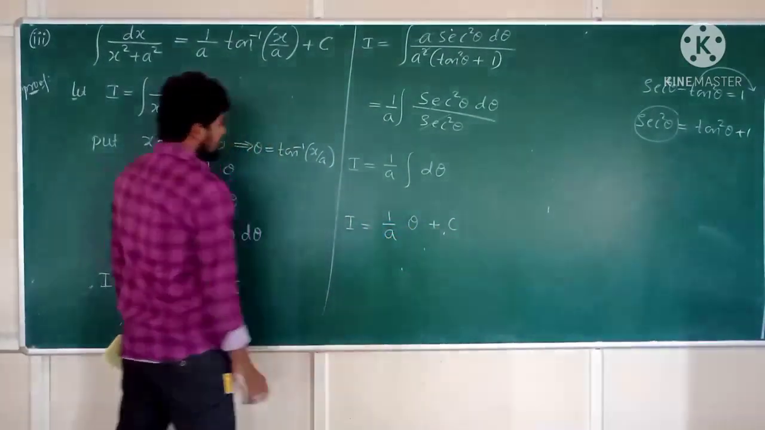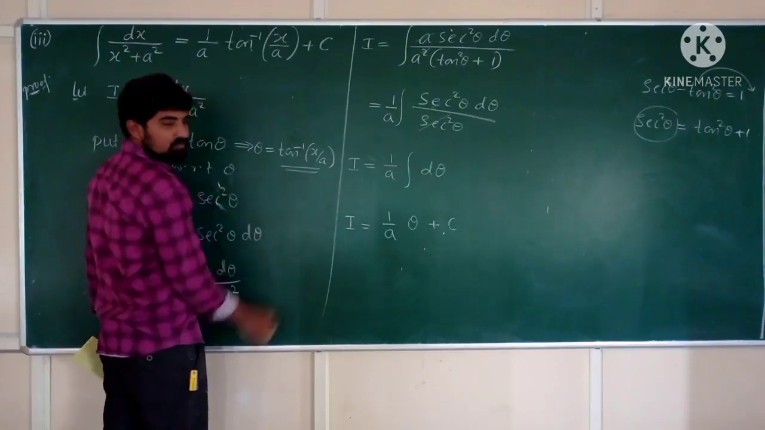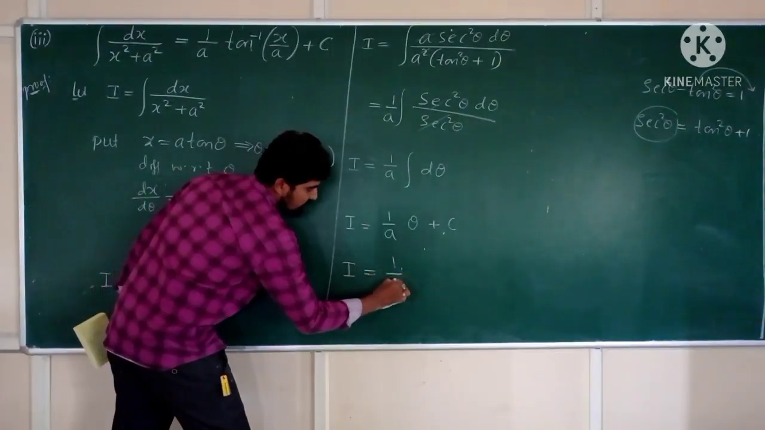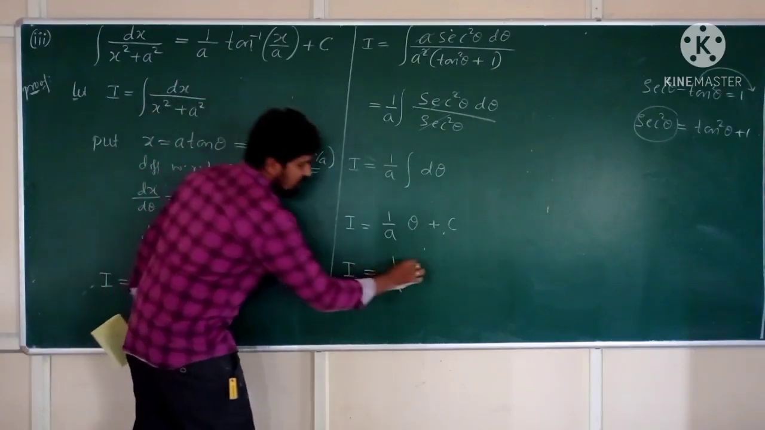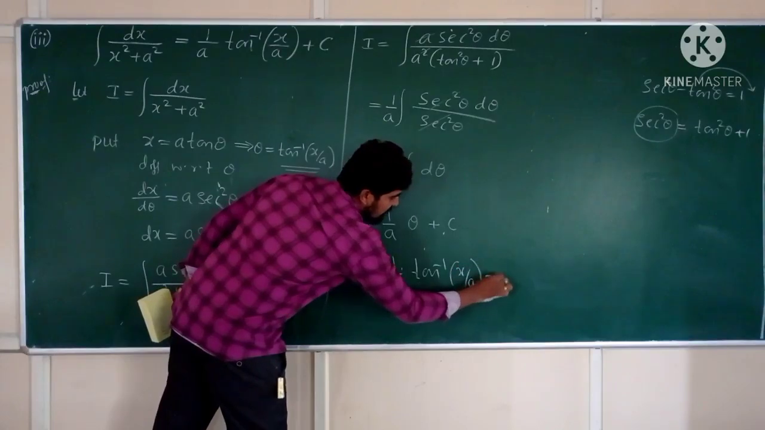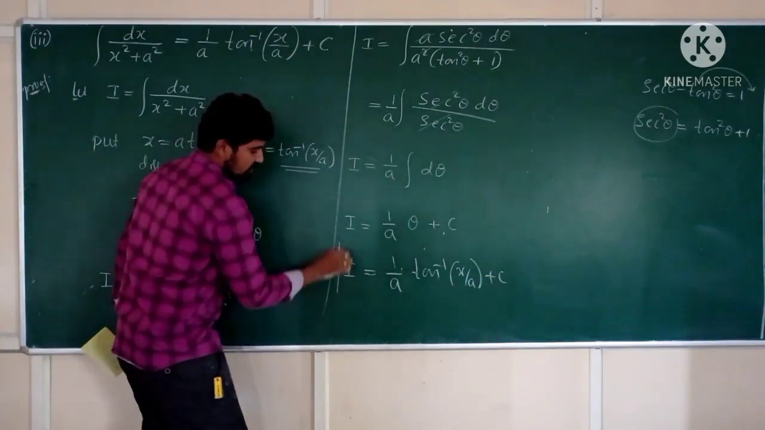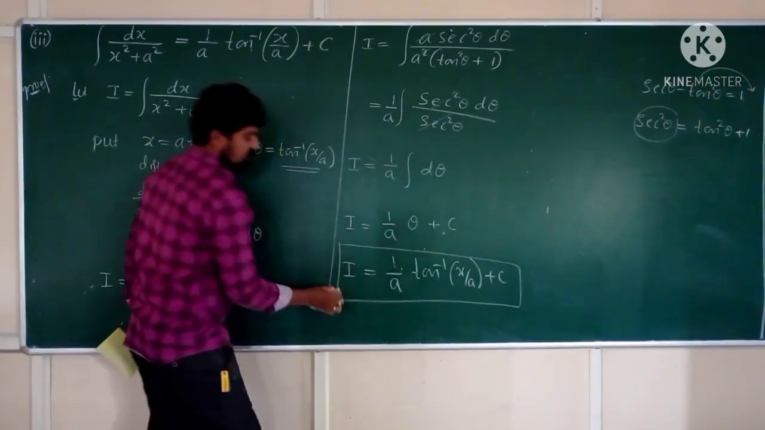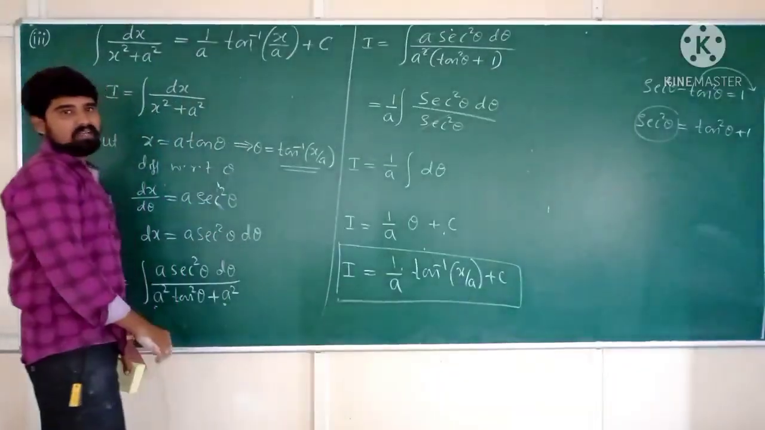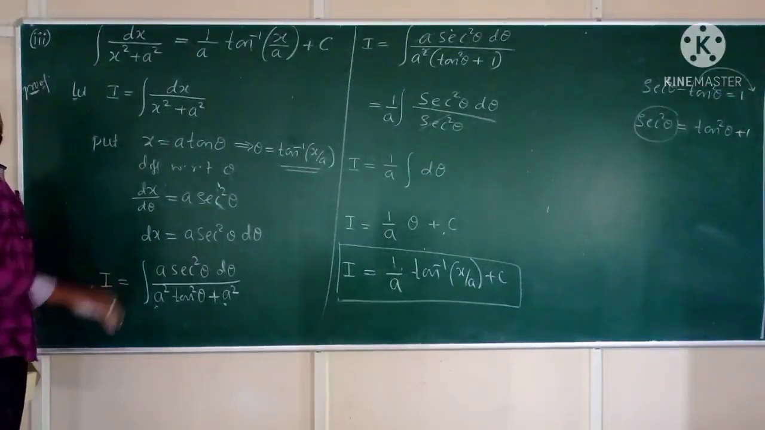Already we know that the value of theta is tan inverse of x by a. Hence the integral value I is equal to 1 by a, in place of theta, tan inverse of x by a, plus integral constant c, and this is our required result. That is, 1 by a tan inverse of x by a plus c. I hope all of you understood. If possible, take a note.